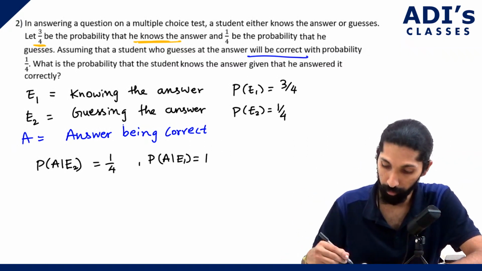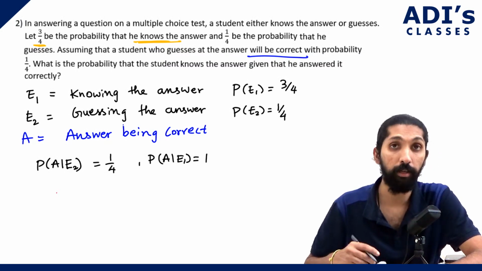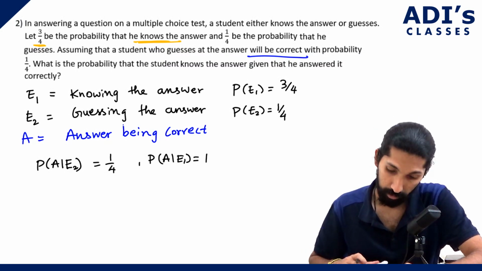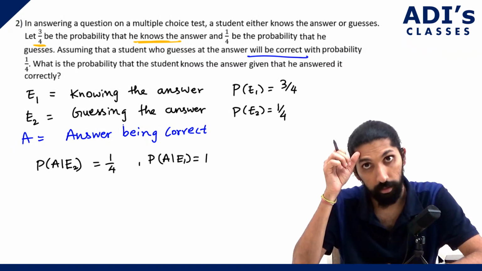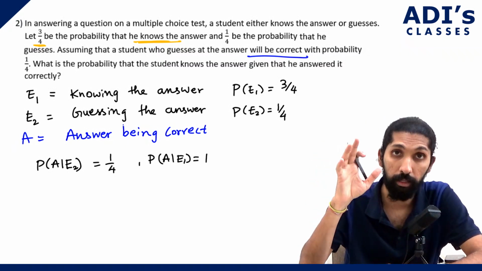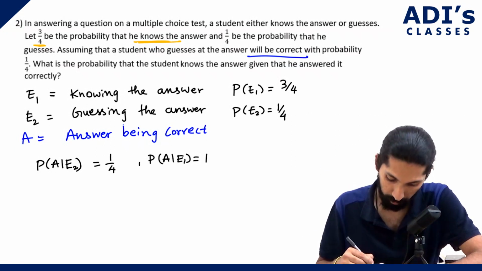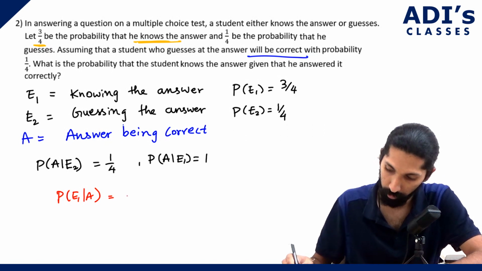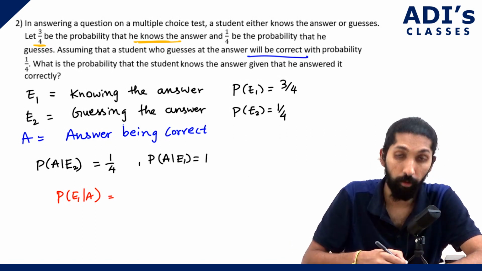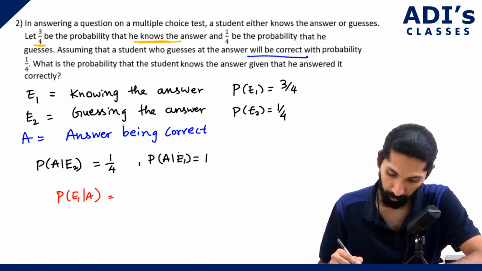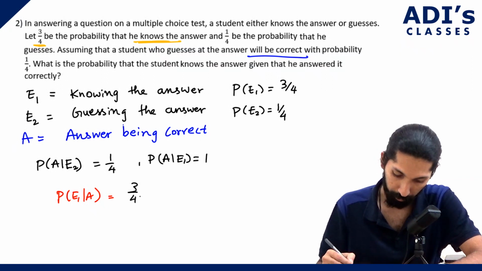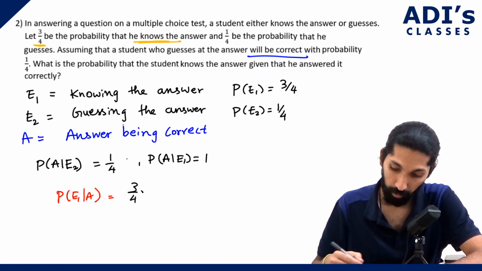Now the formula is going to be the same, P of E1 given A in this case. What are they asking here? See, they're asking you to figure out P of E1 given A. So P of E1 given A is equal to, the numerator is going to be P of E1, it's 3 by 4, into P of A given E1.